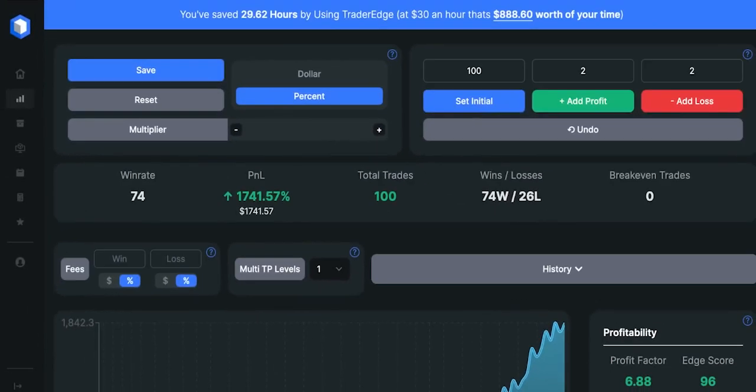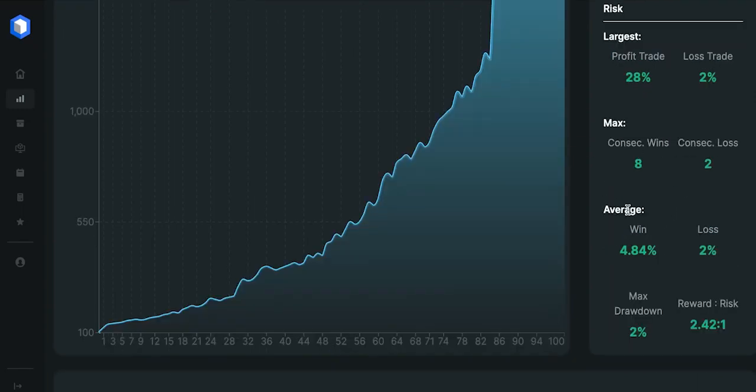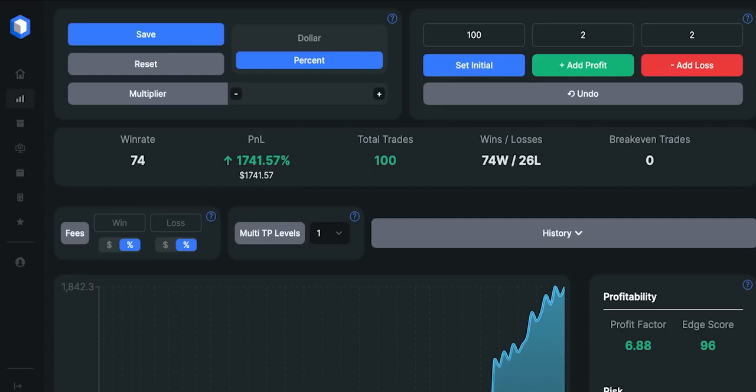Okay, the backtesting is finished and the numbers look absolutely crazy. The win rate of this strategy is 74%, and because we had this smart money management in place, we increased the account size by over 1700%. Keep in mind that these numbers will be different when trading live because of spreads and fees. The profit factor is 6.88, and the largest profit trade we took increased the account size by 28%. We also had 8 consecutive wins against 2 consecutive losses. By the way, the strategy achieved these results in 3.5 months.